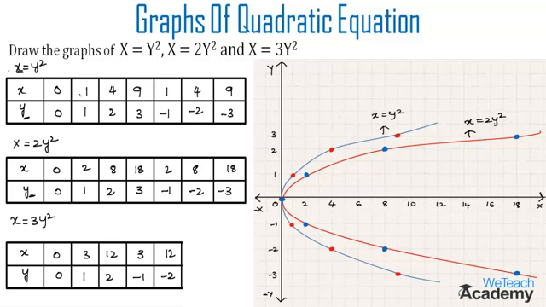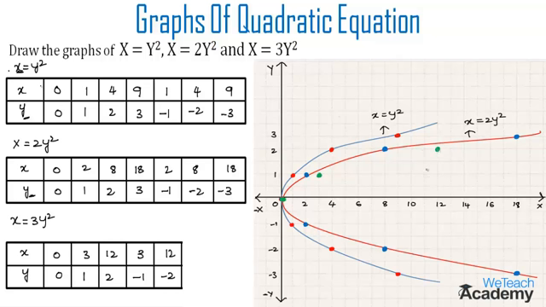And now let us represent the last equation x is equal to 3y square in the graph sheet. So we have the first ordered pair here as 0, 0. So we get a point over here. Then let us mark a point for the ordered pair 3, 1 over here. Then we have the next ordered pair as 12, 2. Then we get a point somewhere here.